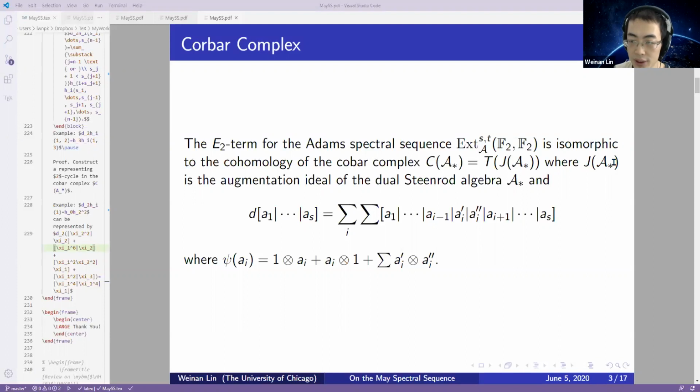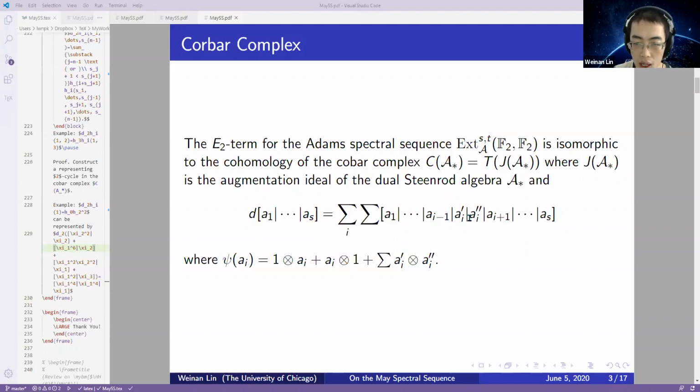So I use J for the augmentation ideal for the dual Steenrod algebra. I reserve I for the augmentation ideal for A itself. Okay, so now let's define the differential of the cobar complex. So that lives in cohomology degree s. So we have a_1 tensor up to a_s, and the differential is given by this.